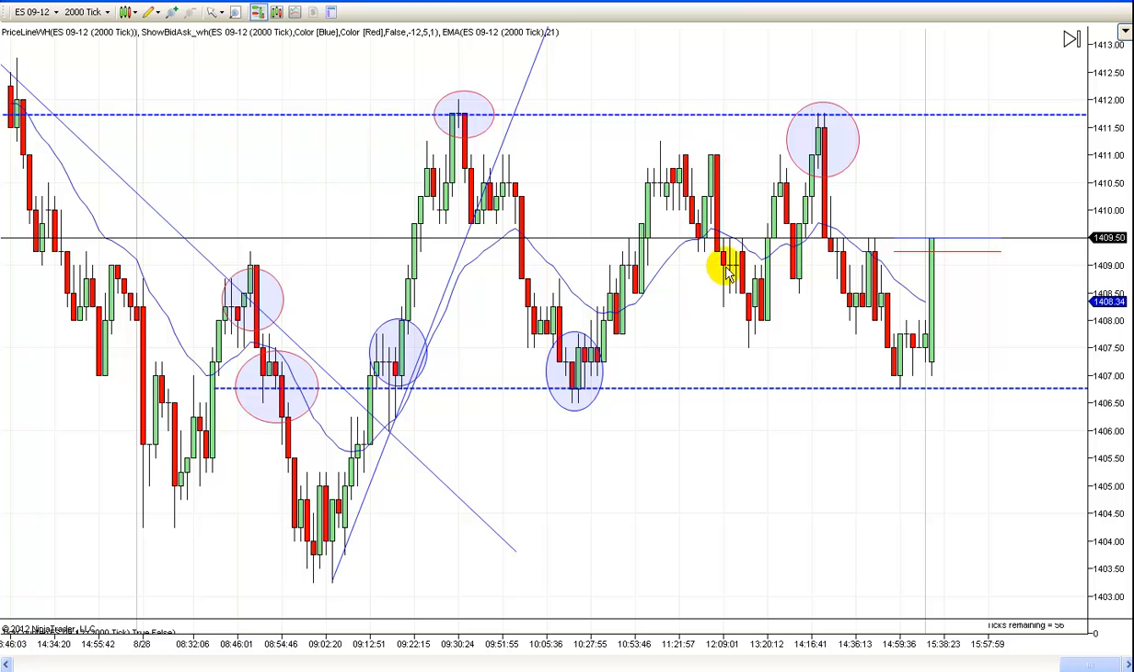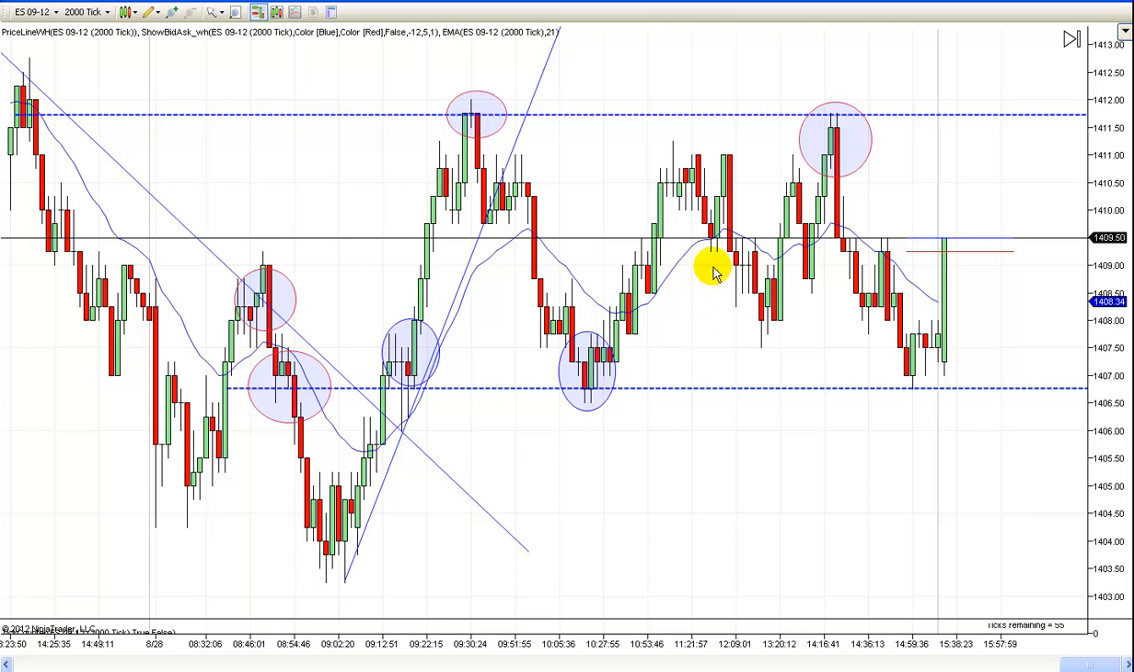Here's a failed second entry long that would have given you enough for a short, but you see how hard it was to get out of that. I actually took this trade and got stuck in all this and exited when I got one of these dojis here and got a tick or two, but it wasn't really a good setup, and so I didn't mark it today. It's better just to stay out.